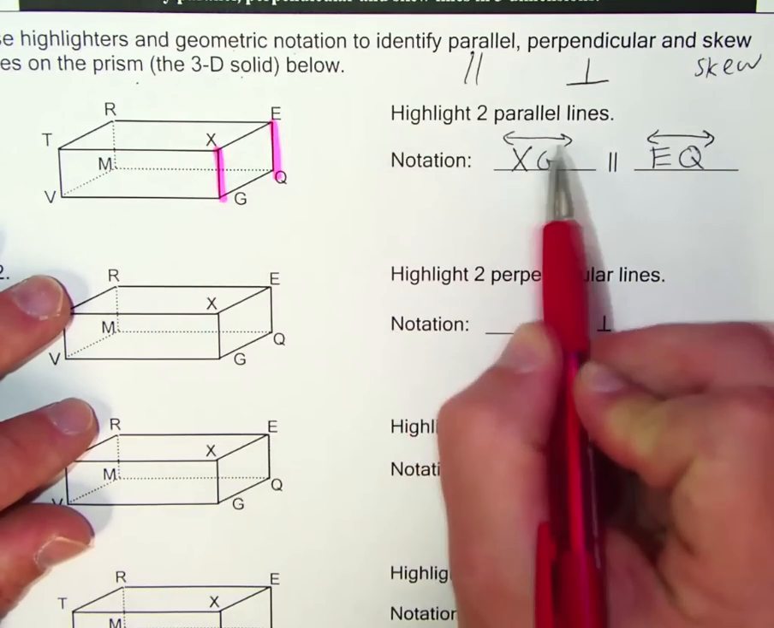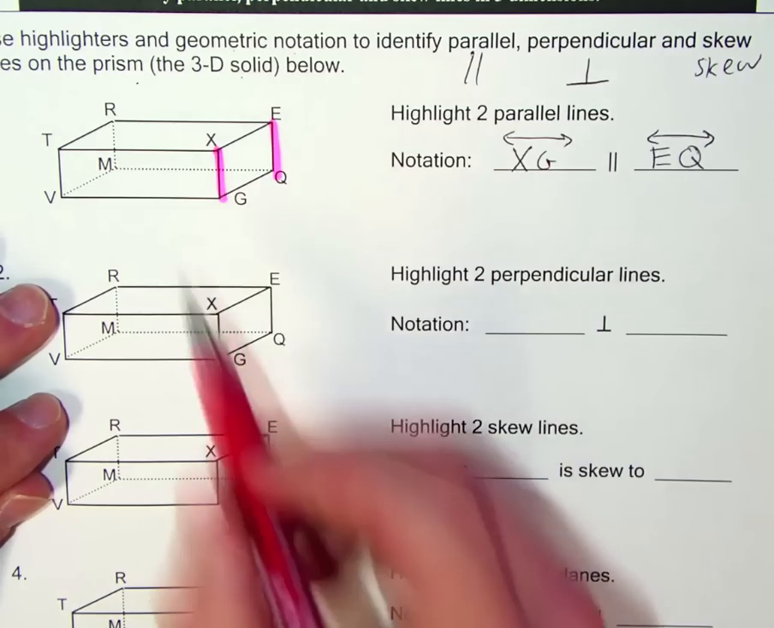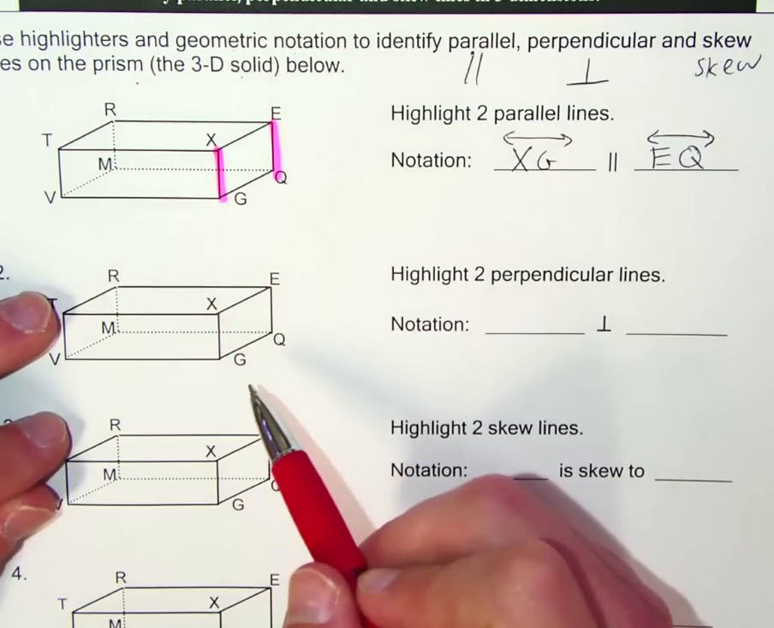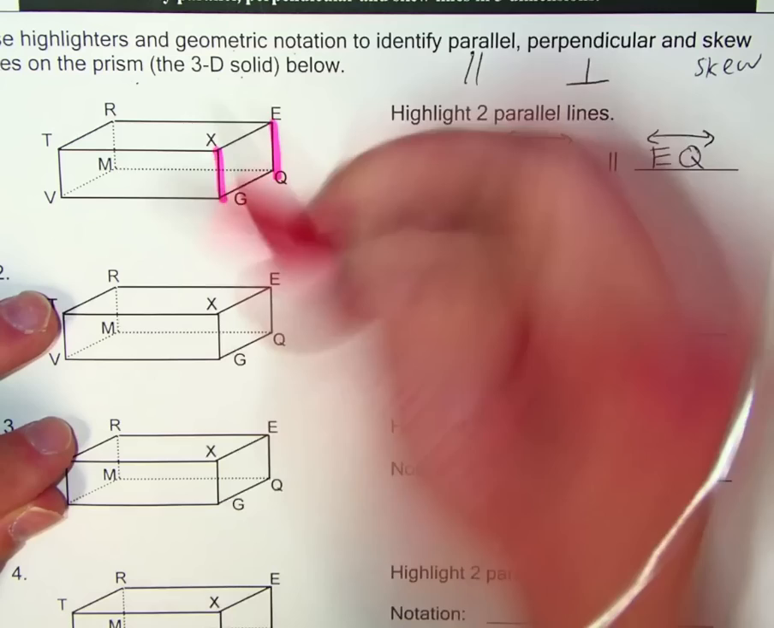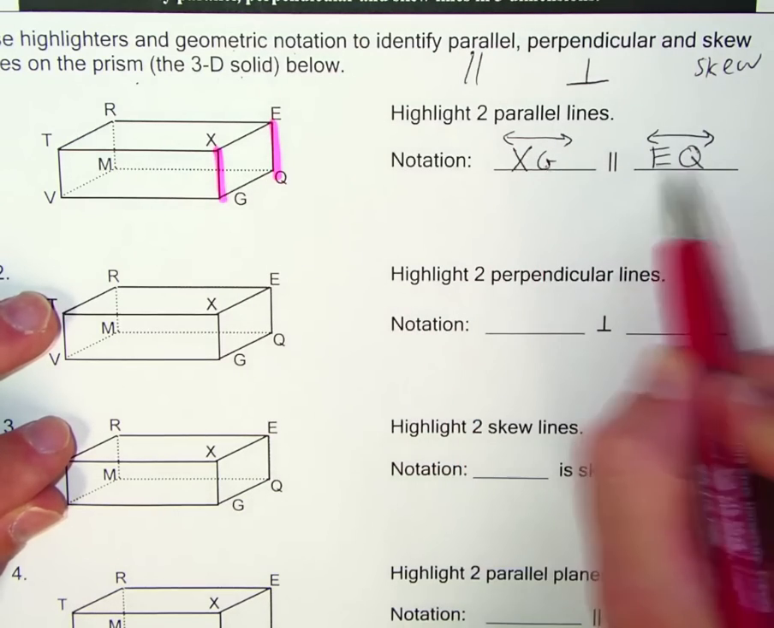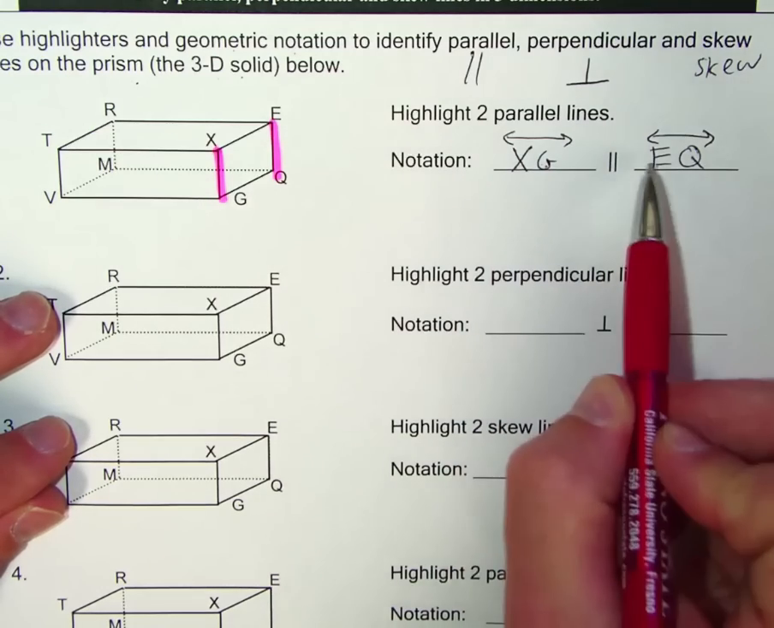I could put little dots here instead or just get rid of the arrows. Because technically, and that's another discussion, are there really any lines? I mean, these don't go on forever in both directions. We're referring to them as lines, thinking that they would go on. If you just said segment XG and segment EQ, that would be totally fine as well. So this is what I mean by geometric notation.